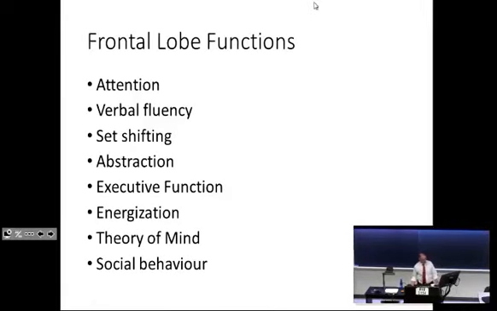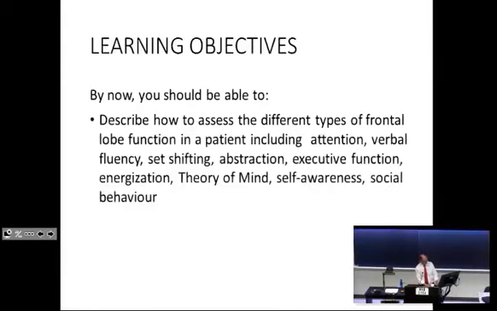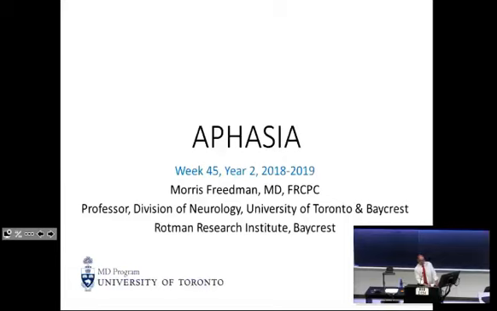Okay, so what we did is we covered a series of frontal functions. We talked about attention, verbal fluency, set shifting, abstraction, executive function, energization, theory of mind, and social behavior in relation to the frontotemporal dementia. Okay, so by now you should have hopefully met the objectives that we set out at the beginning. So what I want to do in the last 15 minutes or so is switch to aphasia.